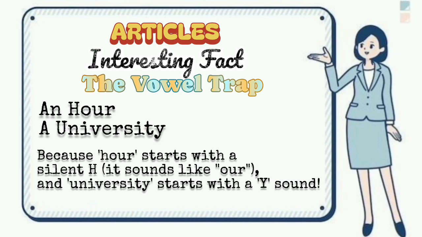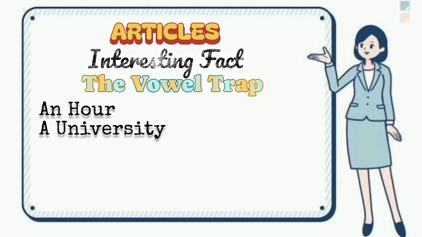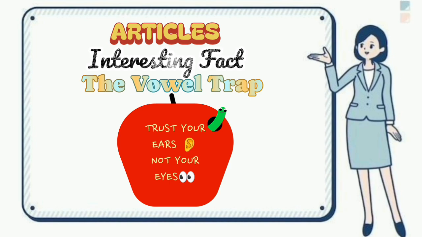On the other hand, university starts with a vowel word, but it sounds like a consonant sound, which is U, which gives the sound of Y. That is why we are using an with hour and a with university. So trust your ears, not your eyes.